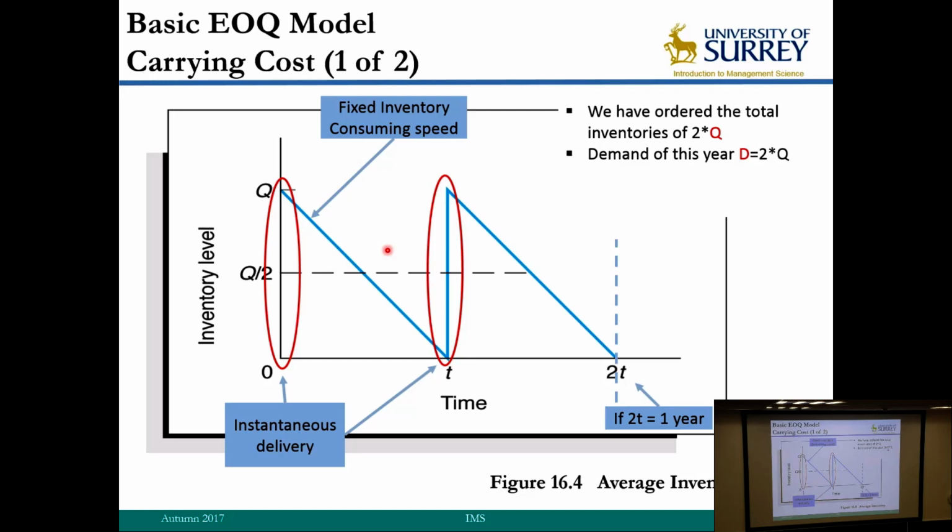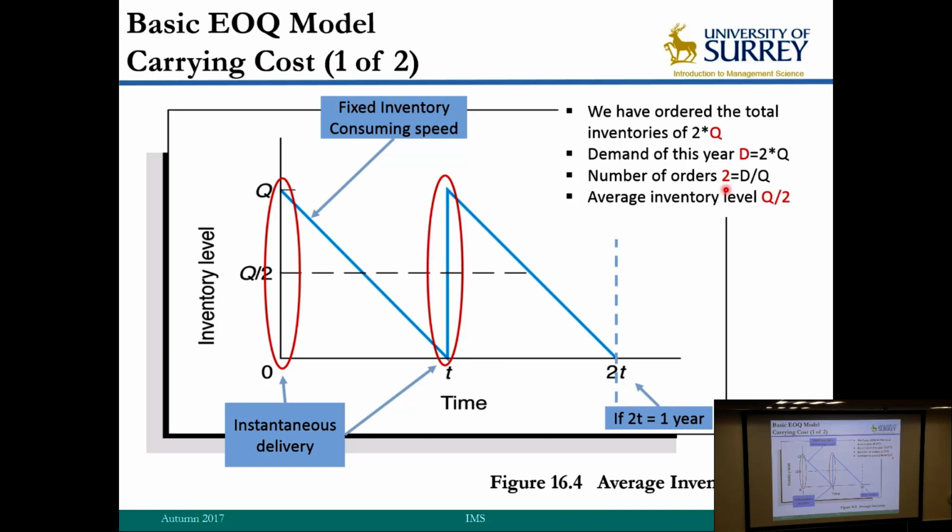So if we know D and Q, we can calculate how many times we placed an order. That is the total demand divided by Q. If we don't know how many times we ordered, but we know the total demand and the Q, which is the quantity every time we place an order, we can find out that we basically ordered 2 times. We have 2 orders in the whole year. And the average inventory level is Q divided by 2. Is it easy to understand this?